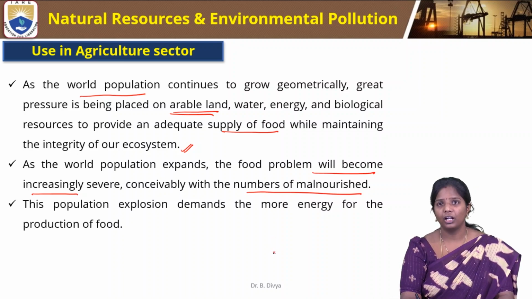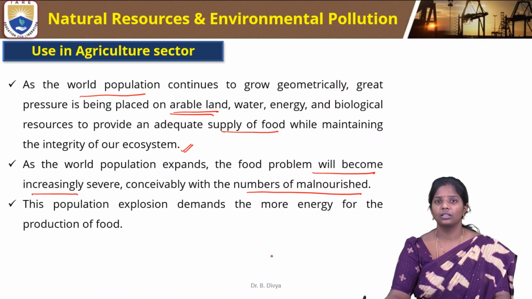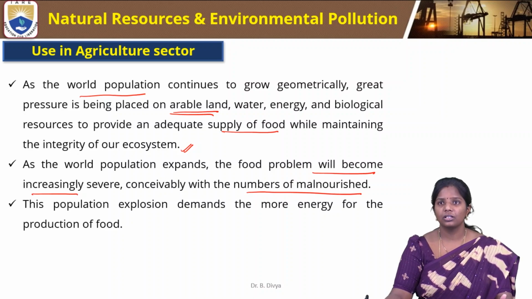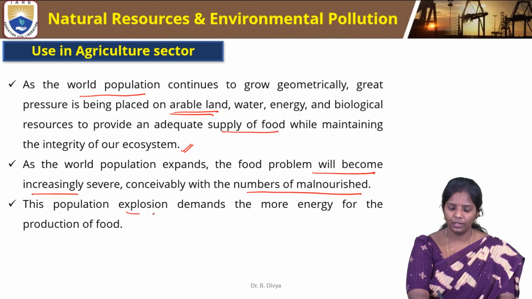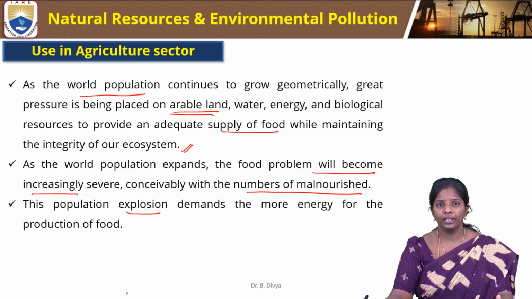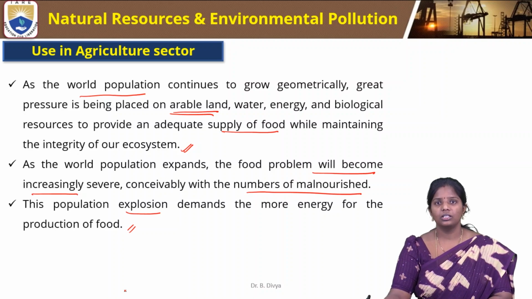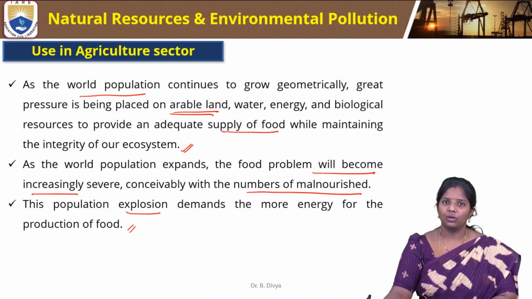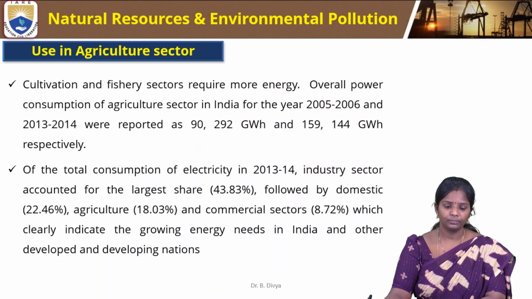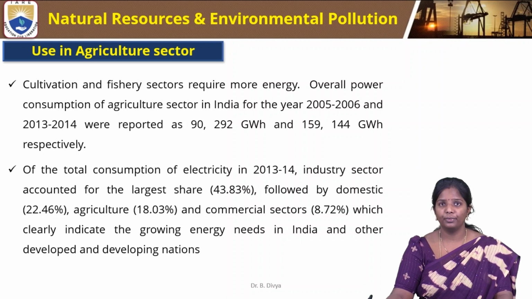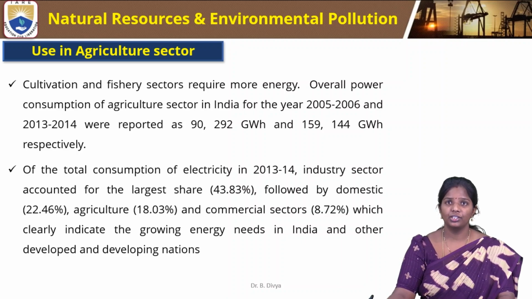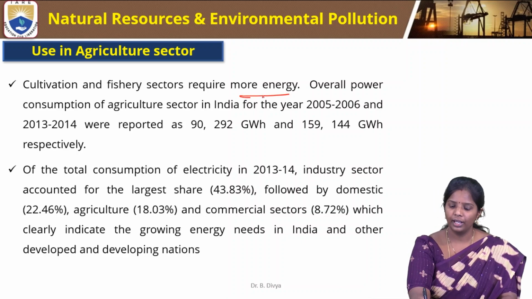So that will lead to malnutrition. Whenever we keep on exploiting resources too much, it goes to malnutrition of the population. This population explosion demands more energy for the production of food. So we need to have technologies to balance both the ecosystem and the increasing population. For example, cultivation and fishery sectors require more energy.